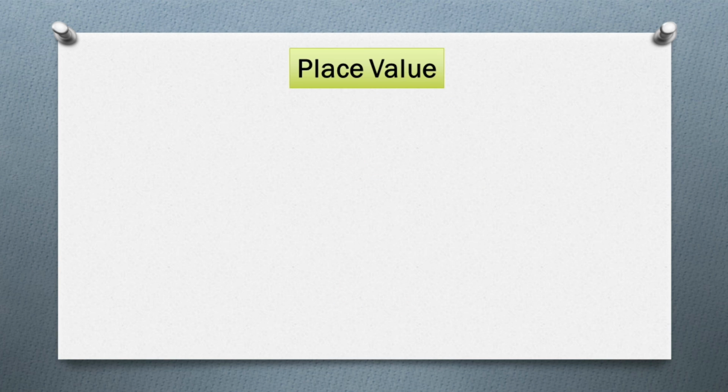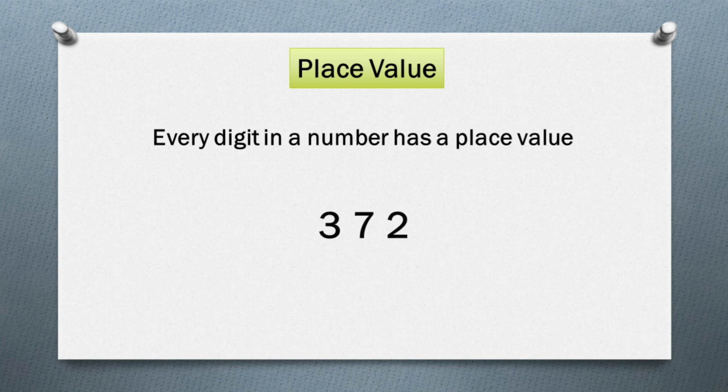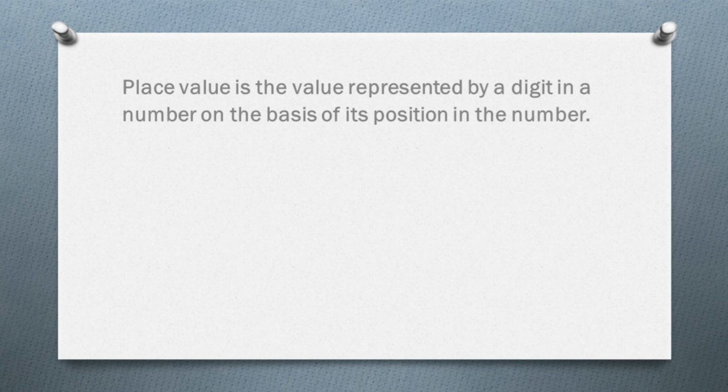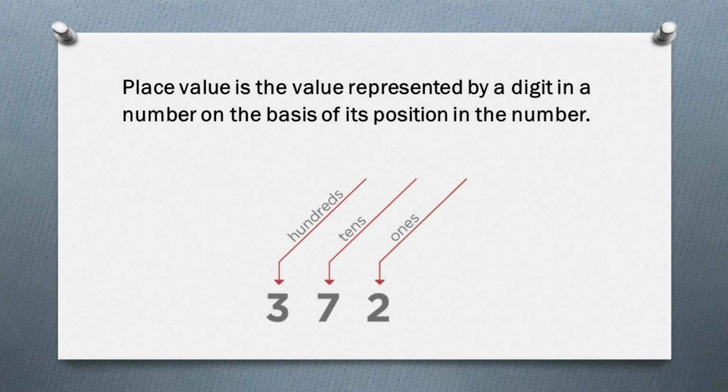Now, let's discuss place of these numbers with their values. Every digit in a number has a place value. Place value can be defined as the value represented by a digit in a number on the basis of its position in the number. Let's understand this with the help of an example.